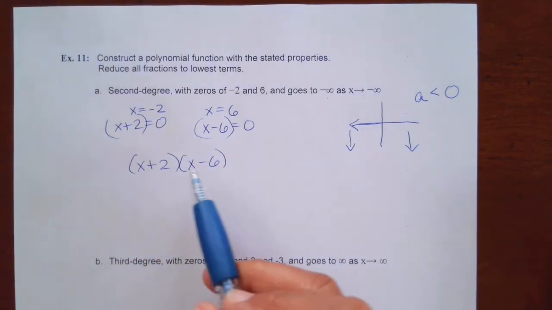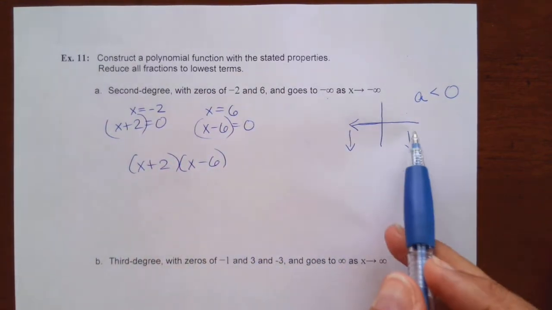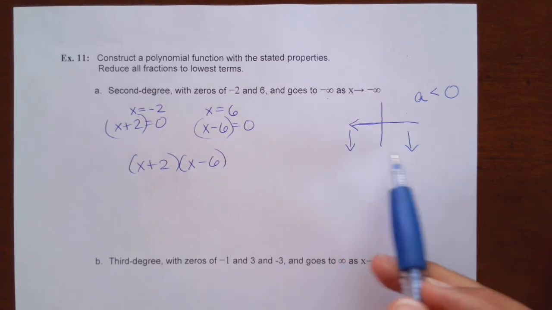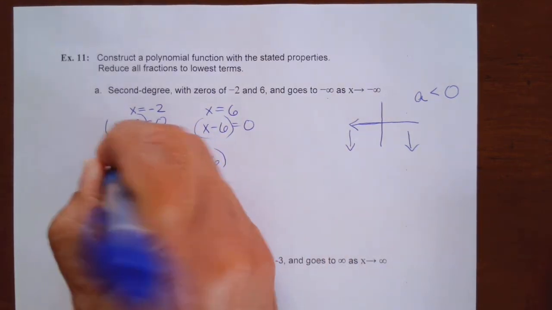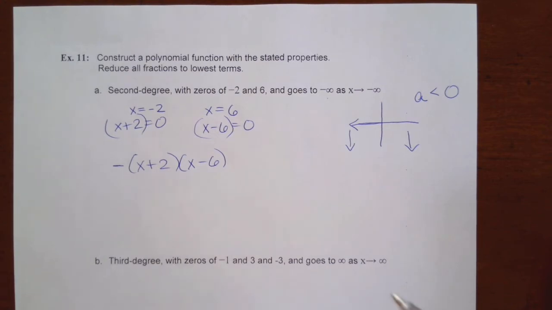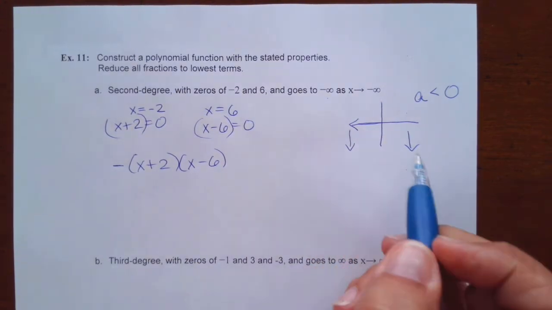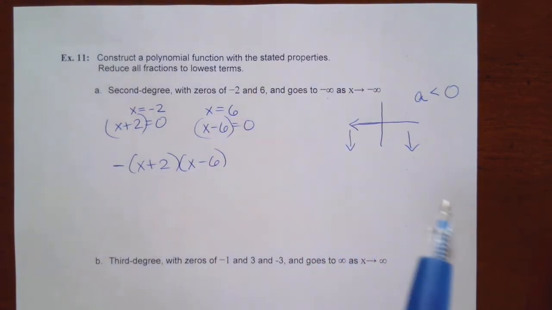Except if I multiply x times x, I'm going to get a positive x squared. And I need the leading coefficient to be negative. So I just want to put maybe a negative sign here. And that will change everything up at the end because I need that leading term to be a negative number.